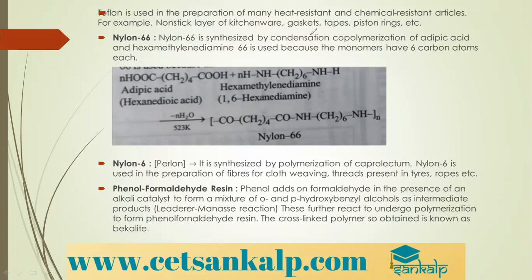Next is phenol formaldehyde resin. This has the common name bakelite. Phenol adds on formaldehyde in presence of an alkali to form a mixture of ortho and para hydroxy benzyl alcohols as intermediates. That is called novolac. These further react to undergo polymerization to form phenol formaldehyde resin. The cross-linked polymer so obtained is known as bakelite.